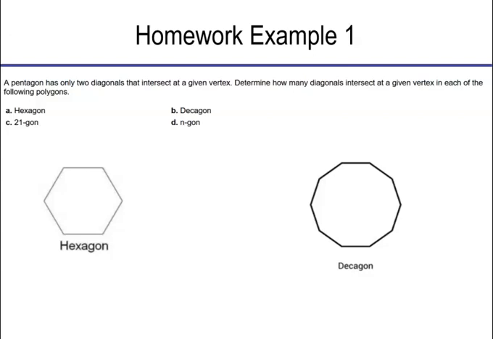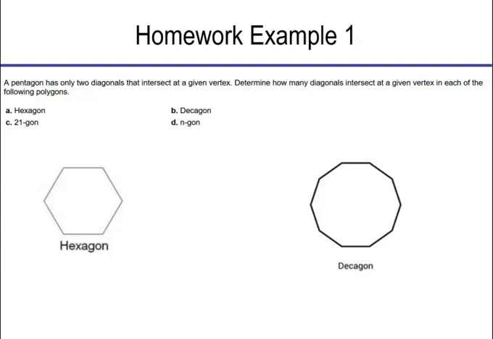The pentagon has only two diagonals that intersect at a given vertex. Determine how many diagonals intersect at a given vertex in each of the following polygons. I won't even do all of them. I just want to take a look at the hexagon and the decagon, and I think you'll get the point and be able to do this on your own.